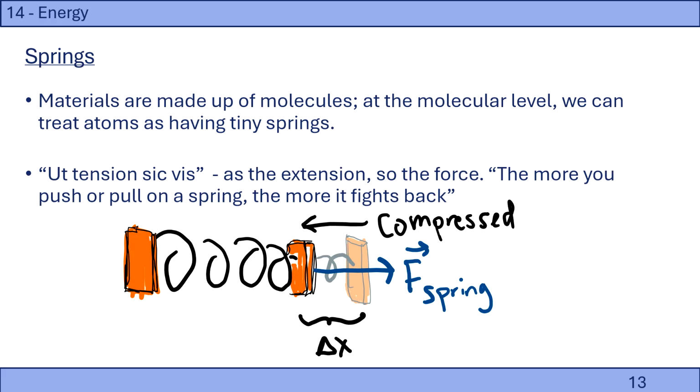All right, let's move on to springs. So we've already talked about springs a little bit, and we've even mentioned Hooke's law and used it a little bit. All this comes from Hooke and his famous statement, ut tensio sic vis. It's pretty much saying that the more you push or pull on a spring, the more it wants to fight back.